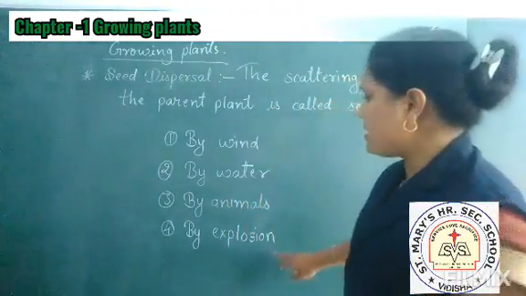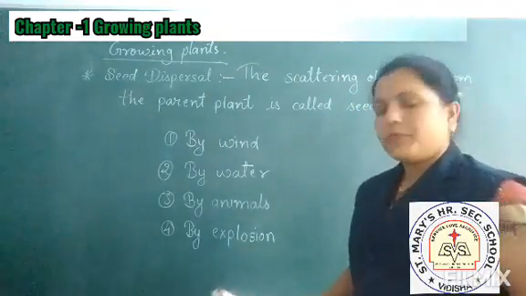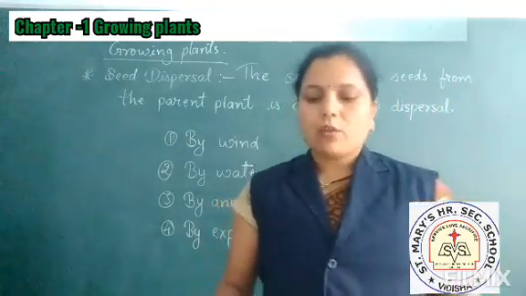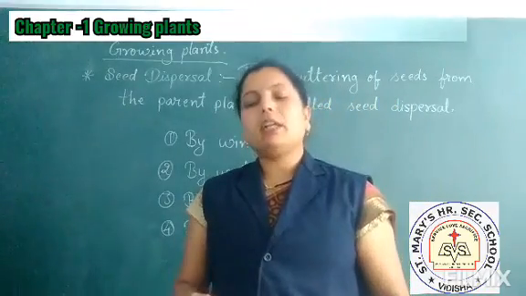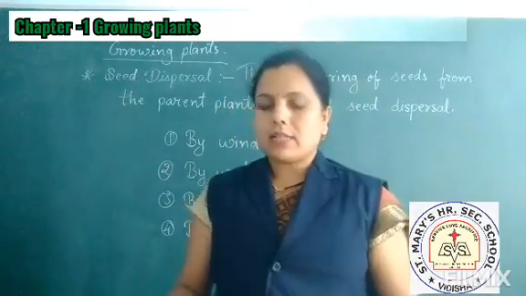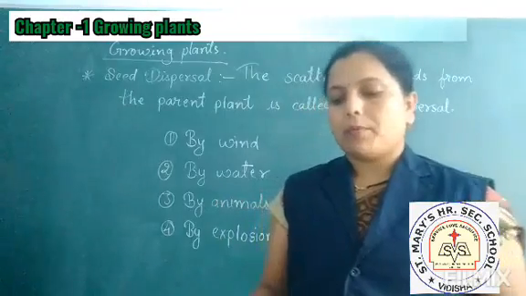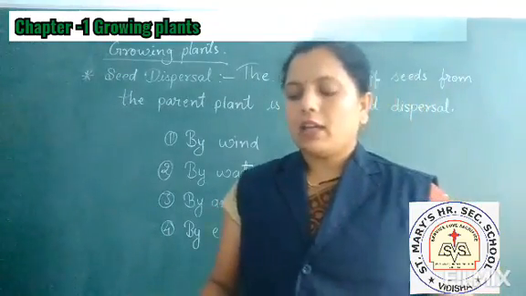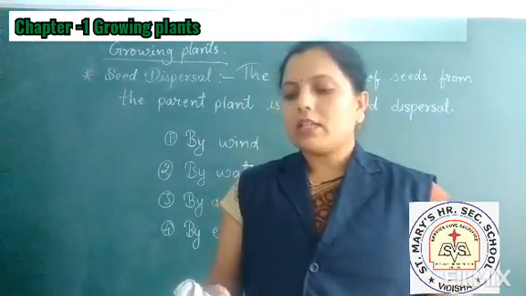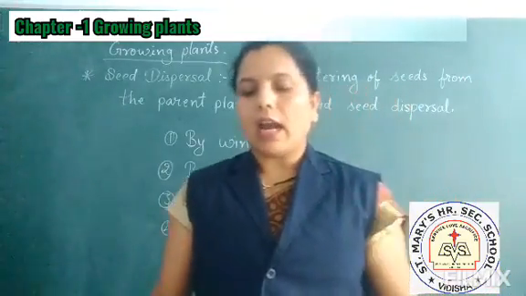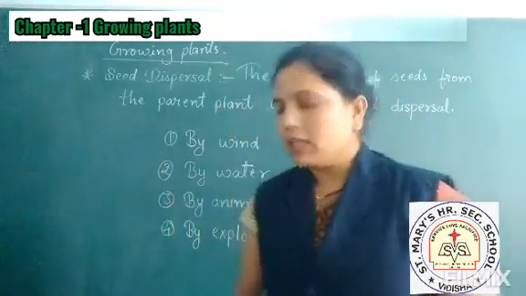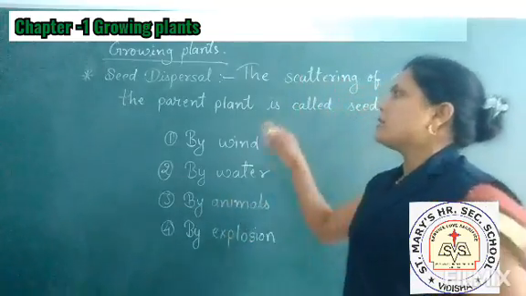The last way is the explosion. The fruits of plants like the pea, poppy, milkweed, etc. burst when they ripen. In this way, their seeds are scattered in all directions, far and wide. So these are the ways of seed dispersal.